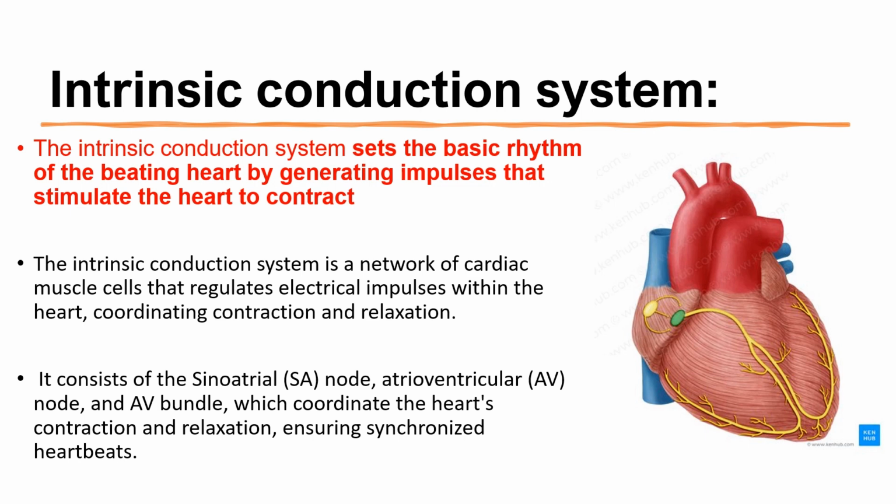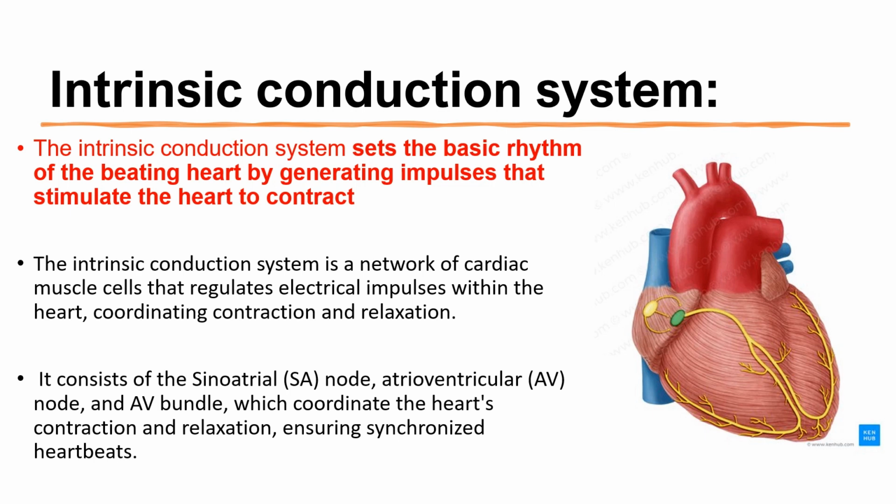Now, any disruptions in the conduction system's functioning can lead to problems with the heart rhythm and cardiac output, which can have serious consequences for overall health. Meaning, if the sinoatrial node, for instance, stops working, doctors will usually implant an artificial pacemaker in order to generate appropriate electrical impulses, allowing the heart to beat and contract to pump blood through the body.